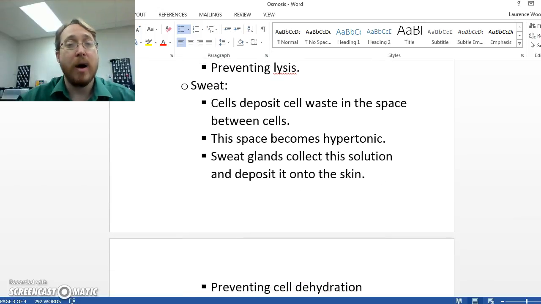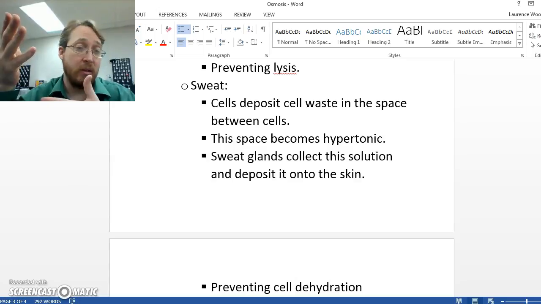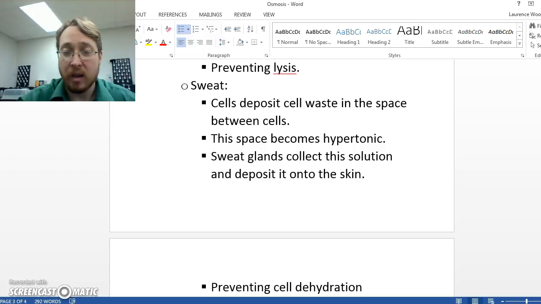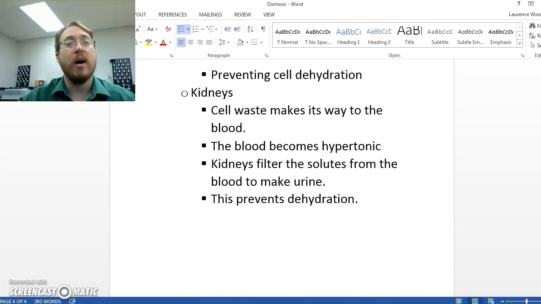In sweat, cells deposit their cell waste in the space between cells. They get it out of themselves. But that space becomes hypertonic, which will then lead to dehydration if it's not addressed. The sweat glands will collect the solution and deposit it onto the skin, and that will indeed prevent cell dehydration. And kidneys are working with cell waste that makes its way into the blood. So if a lot of cell waste gets to the blood, it becomes hypertonic. The kidneys filter the solutes from the blood to make urine, and then get rid of it, and that will prevent dehydration.